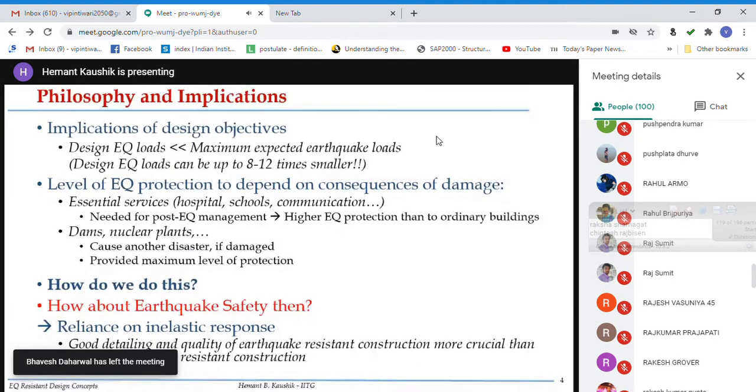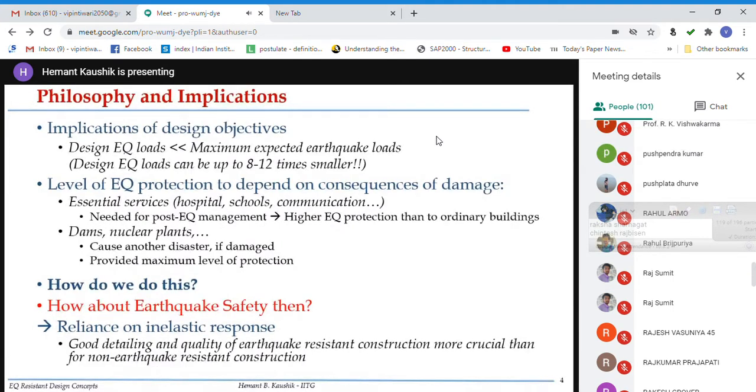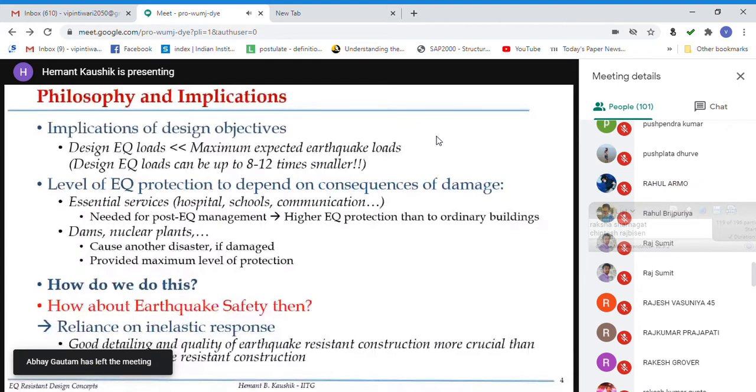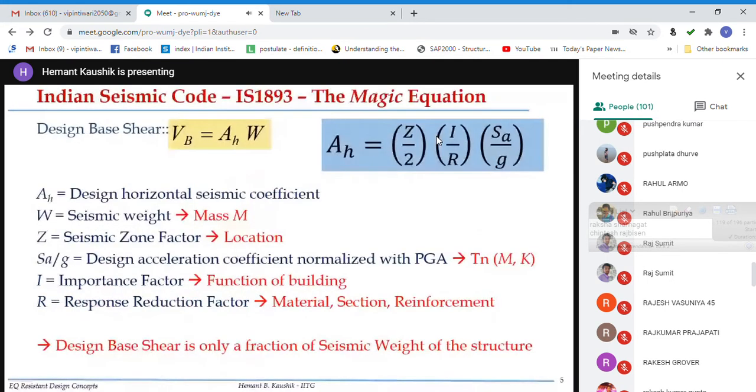And then if we can rely on this inelastic response, then we can actually achieve these. So for that, we need to have very good reinforcement detailing, very good earthquake resistant construction, very good material quality. Only then we'll be able to actually do this. So now I come to this Indian seismic code equation.